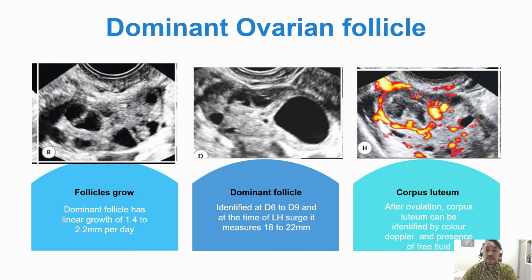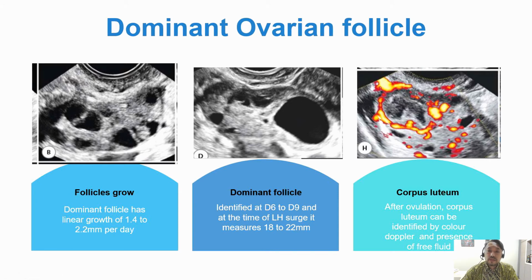These are the dominant follicle. Again, you're going to start at day 9 of menses. Try to find the follicle and then track it. Track it, and then you will estimate around the measurement of 18 to 20 millimeter. So when you get the measurement of 18 to 20 millimeter, this is the time of the LH surge.